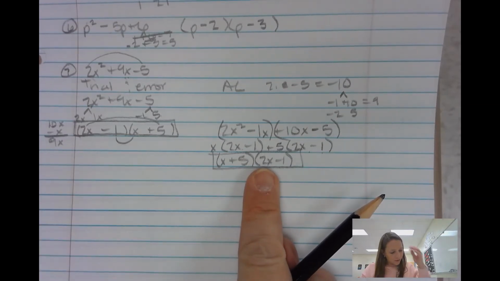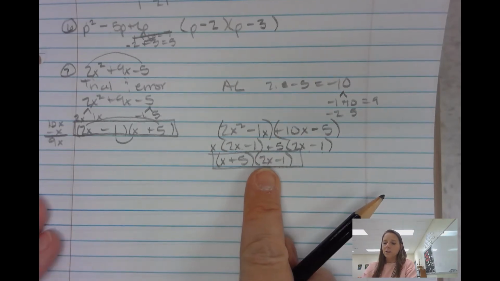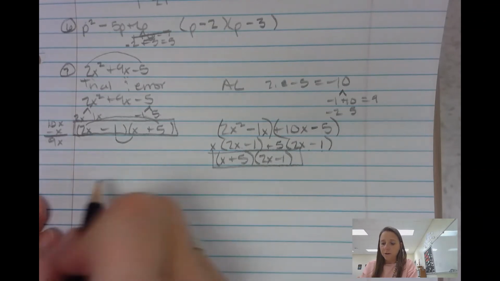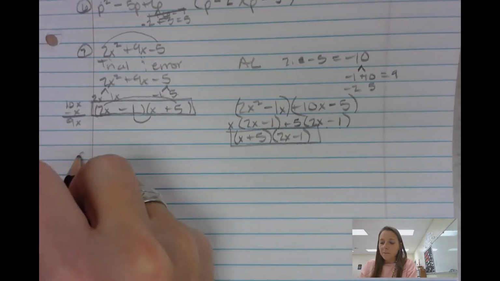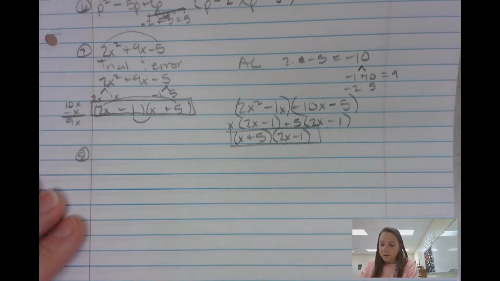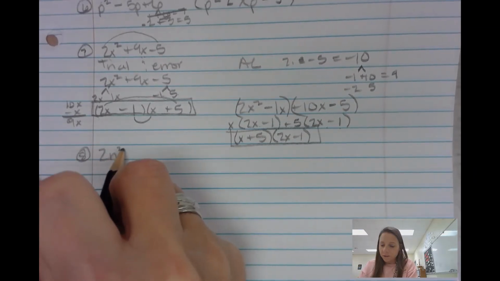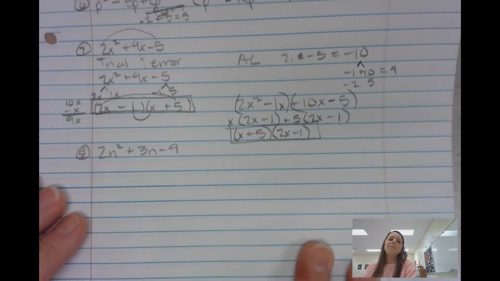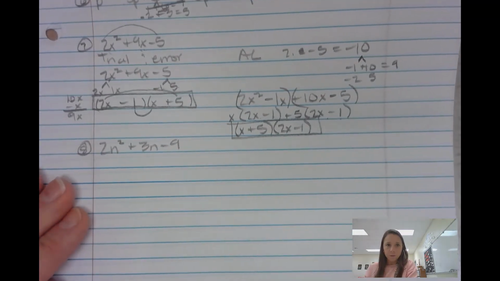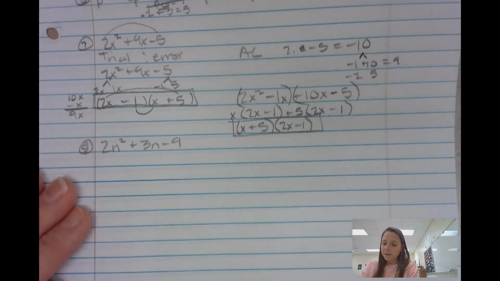All right, so that's how we can factor. You've got trial and error and you've got AC. So I'm going to go back and forth. I'm not going to necessarily do the same thing with each one of them. I'm going to choose one or the other. So 2n squared plus 3n minus 9. I'm going to do this one with trial and error. Feel free to pause it if you want and use one of the methods.